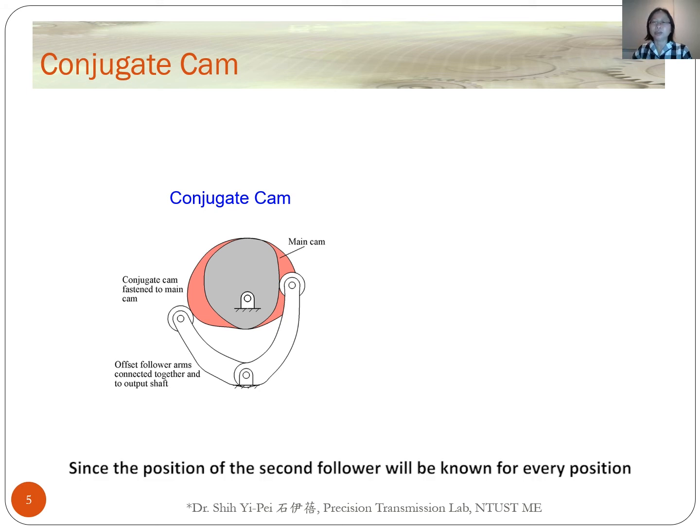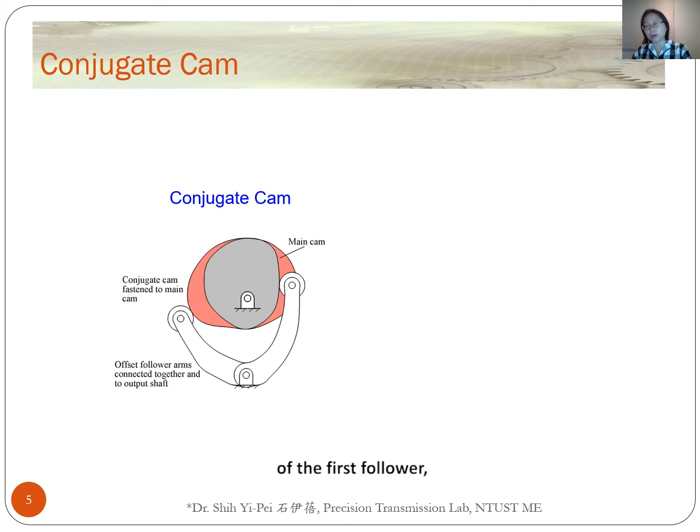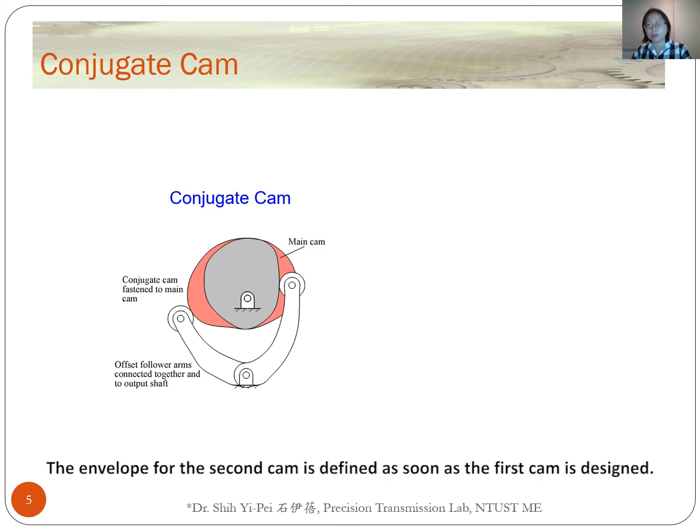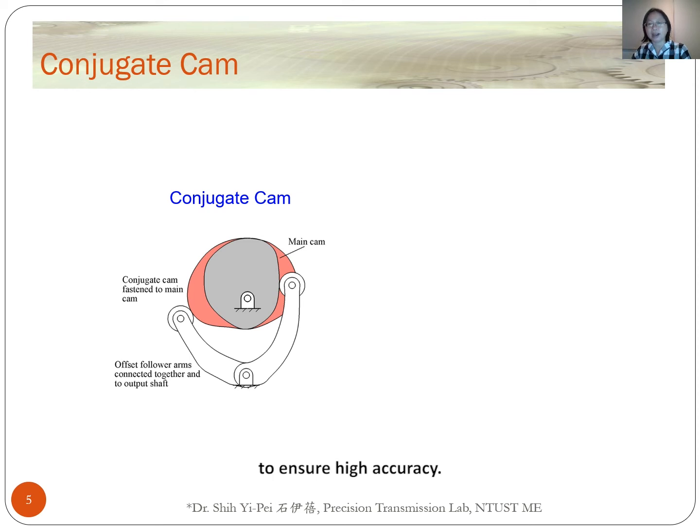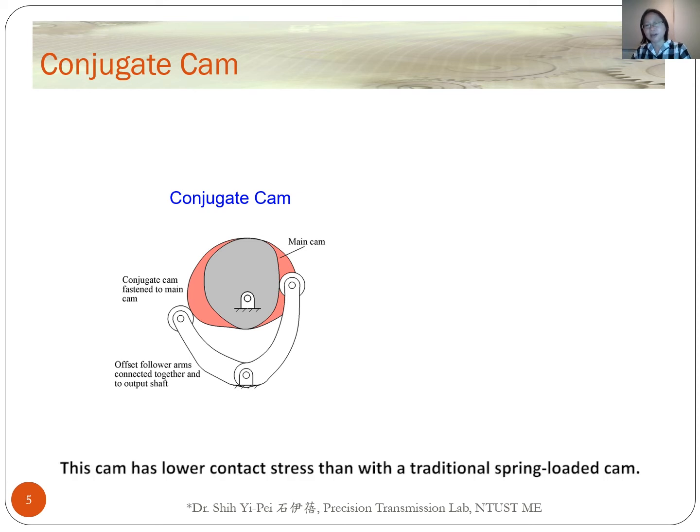Since the position of the second follower will be known for every position of the first follower, the envelope for the second cam is defined as soon as the first cam is designed. In the conjugate cam, the two rollers are preloaded against the two cams to ensure high accuracy. The cam has lower constant strength than a traditional spring-loaded cam.